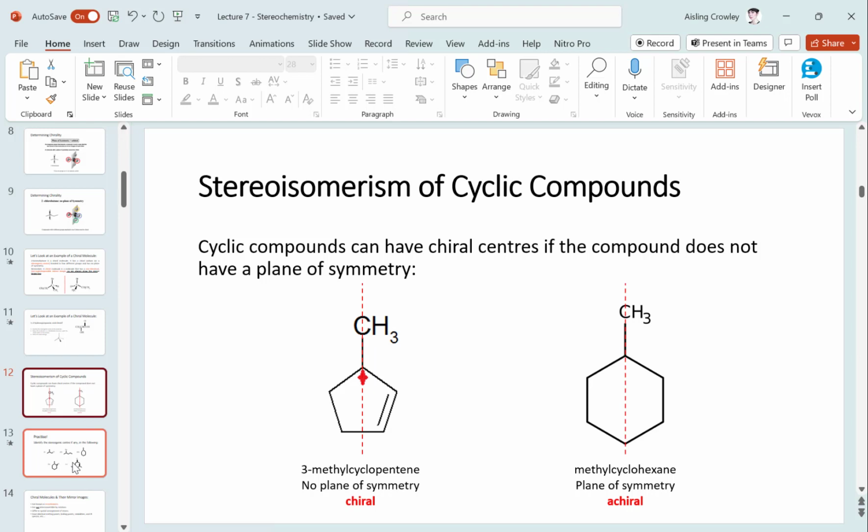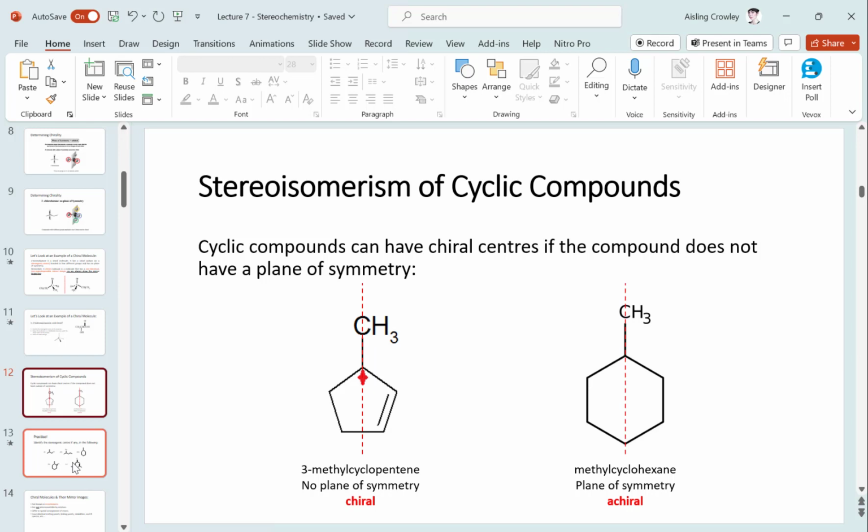So cyclic compounds can have your chiral center again, and we can do this very, very quickly by saying, does it have a plane of symmetry? So if I folded or drew a line down the center of the molecule and I folded it over, would I find that one side folds over nice and neatly over the other? If it does, it has a plane of symmetry and cannot be chiral. If it doesn't, we may have a chiral molecule there and we have to explore a little bit further.